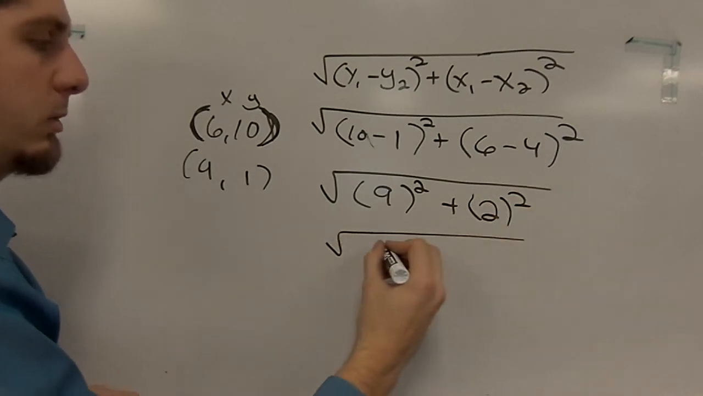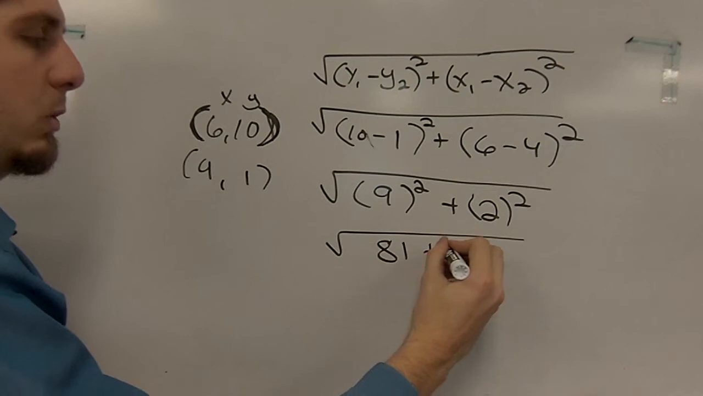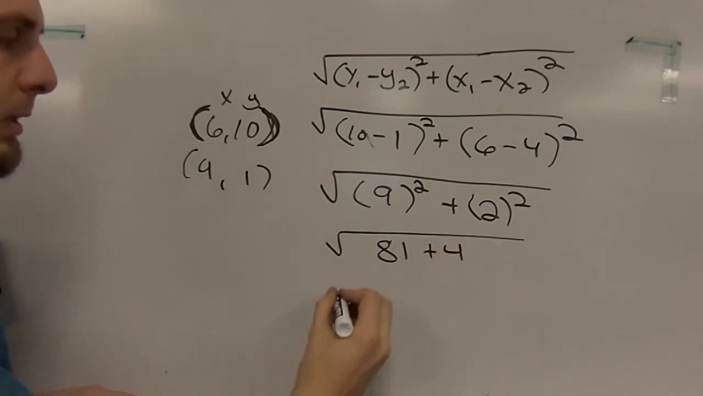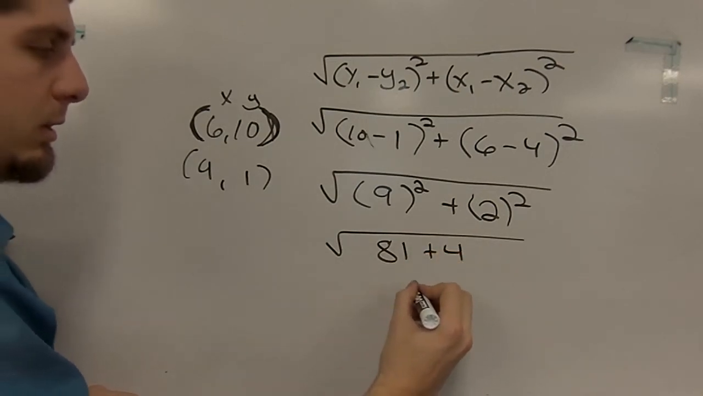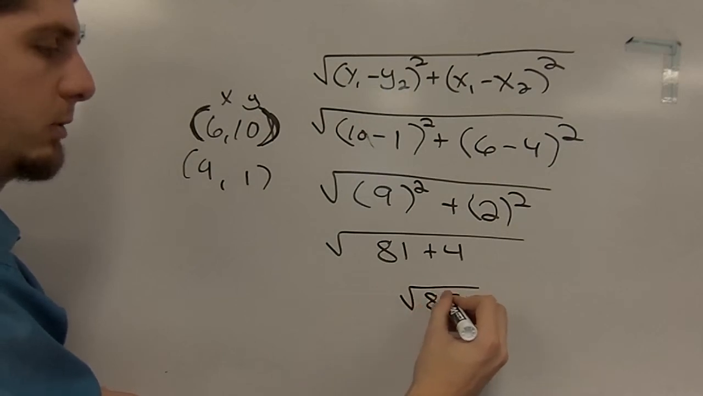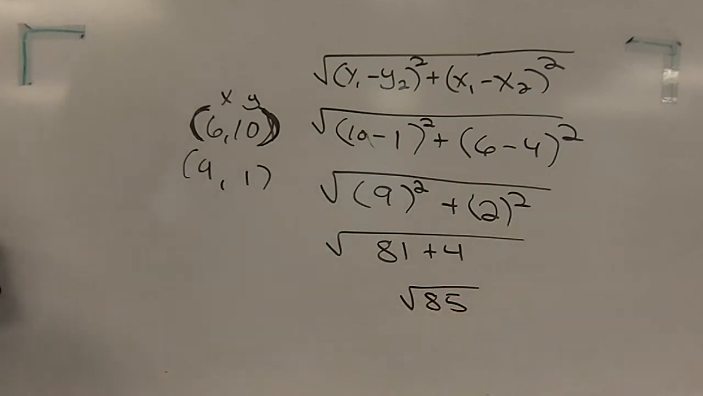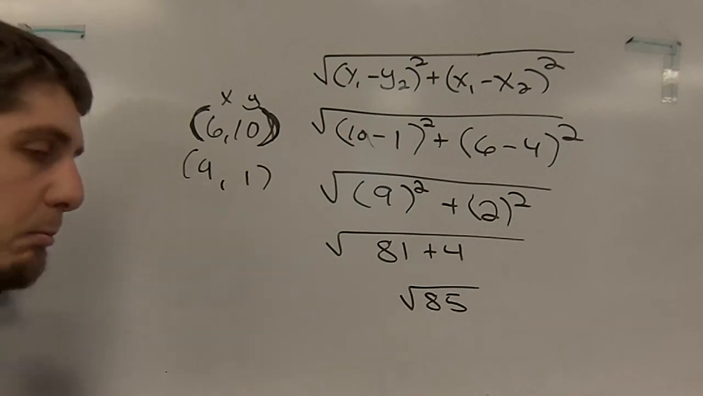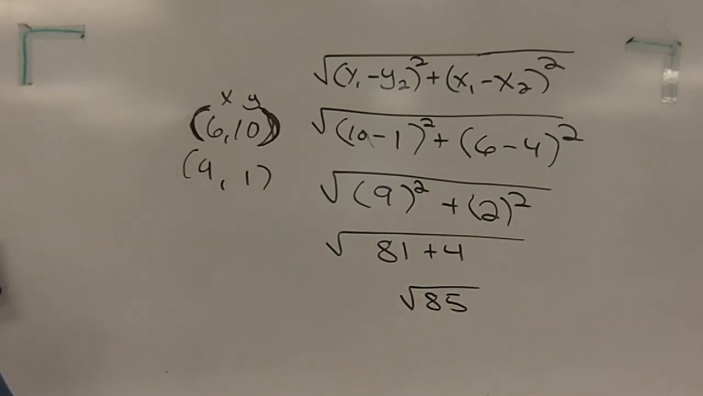Square both of those numbers. You have 81 plus 4. 81 plus 4 is 85. So the square root of 85 would be the distance between these 2 points, which is a little bit more than 9, because the square root of 85 is going to be 9.3 or 9.4, somewhere around there. Not exactly, but it's going to be about 9.